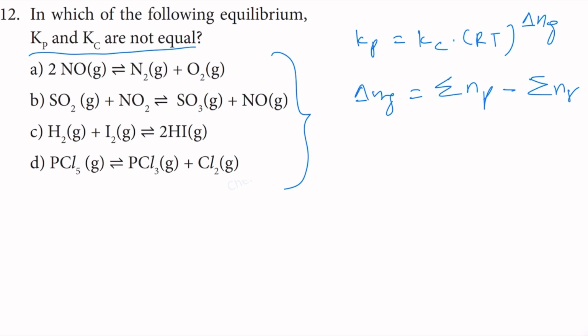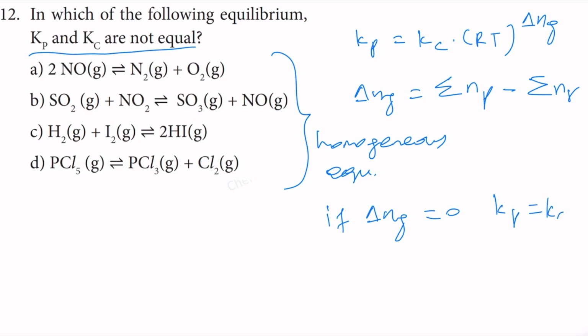That means all these reactions are examples of homogeneous equilibrium, isn't it? Therefore, if delta Ng is 0, this means that Kp is equal to Kc. If it is not equal to 0, then Kp will not be equal to Kc. So let us figure out the value of delta Ng in each case.